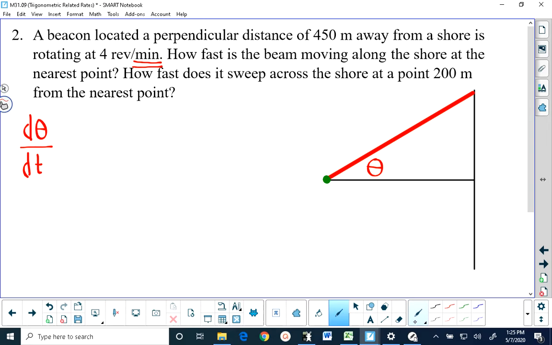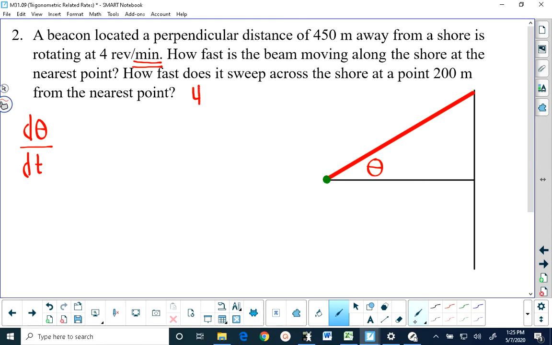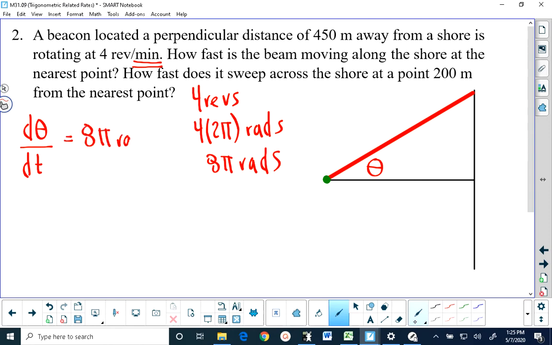The only problem is 4 revolutions is not 4 rads. You need to remember from Math 30-1 that a full revolution is 2 pi radians. That means that 4 revs is 4 times 2 pi rads, or 8 pi rads, which means d theta dt is 8 pi rads per minute.